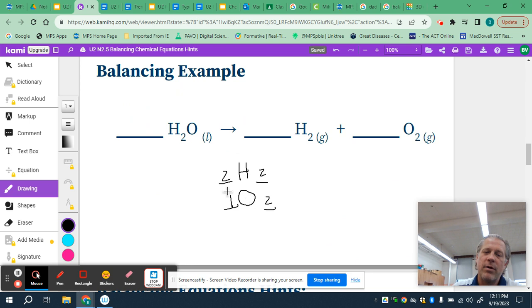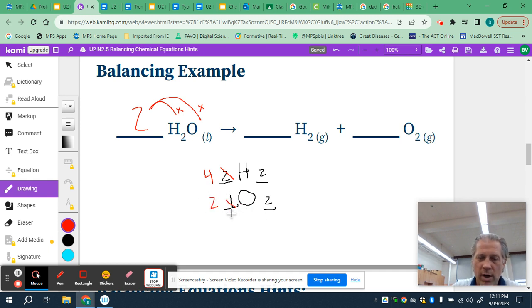Okay. Right now, my H's are balanced. What I mean by that is I have 2 H's on the left and 2 H's on the right. So I could leave those alone. What's not balanced are my O's. I have 1 O on the left and 2 O's on the right. So the only thing I can do is add a coefficient of 2 here, which will distribute to the H and distribute to the O, and it's going to multiply. So 2 times 2 H's is 4 H's. 2 times 1 O is 2 O's.